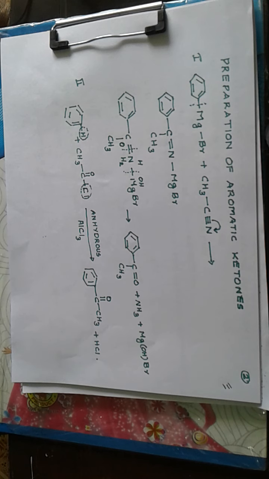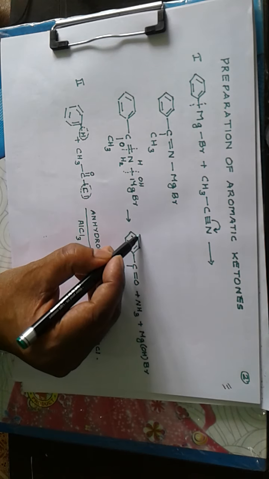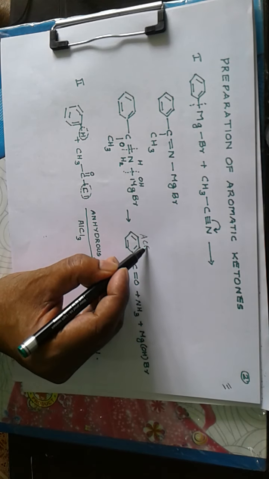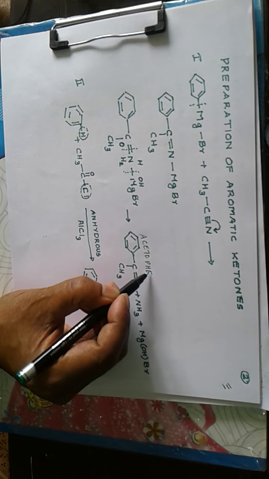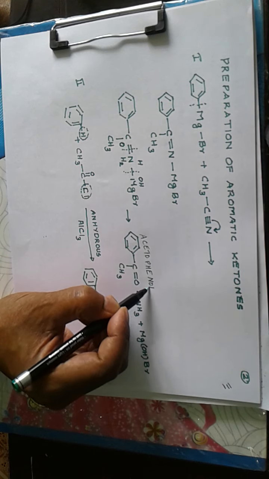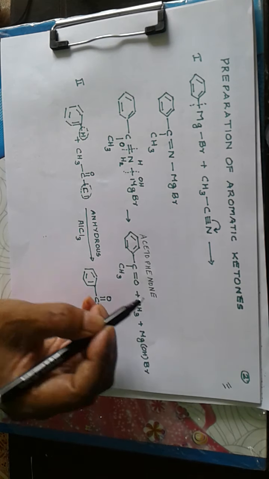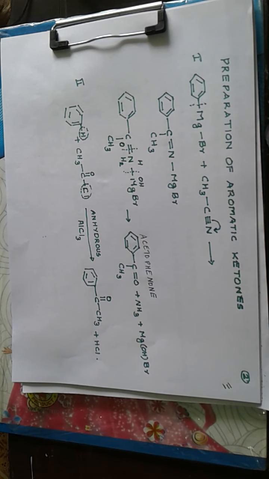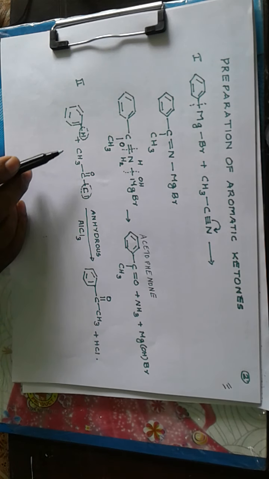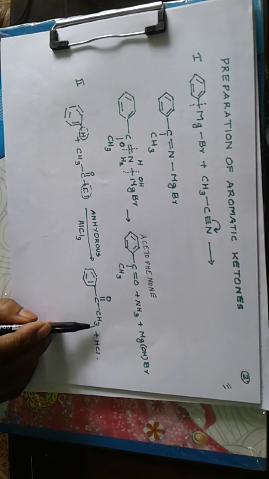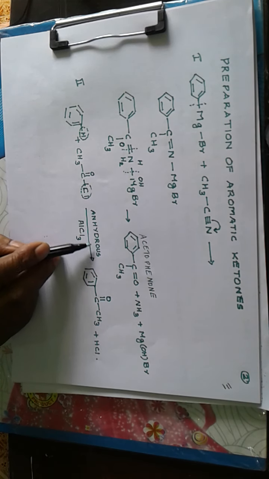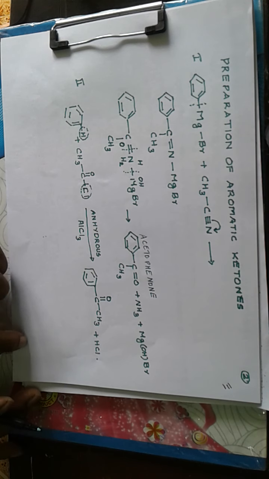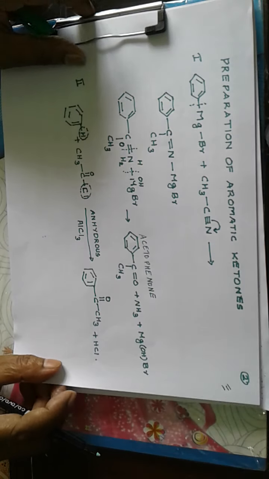Now acetophenone, this compound is called acetophenone. Acetophenone can also be prepared by the reaction between benzene and acetyl chloride. HCl is removed and the COCH3 is getting connected. The reaction takes place in presence of anhydrous aluminum chloride.